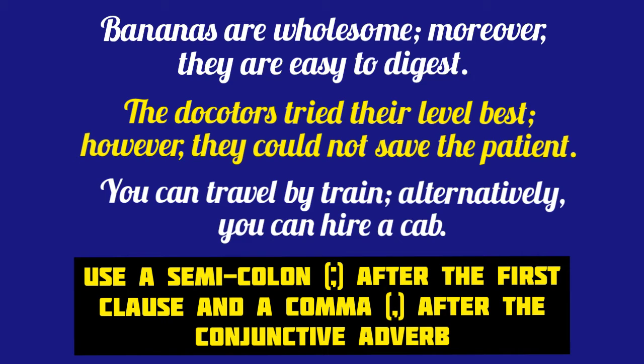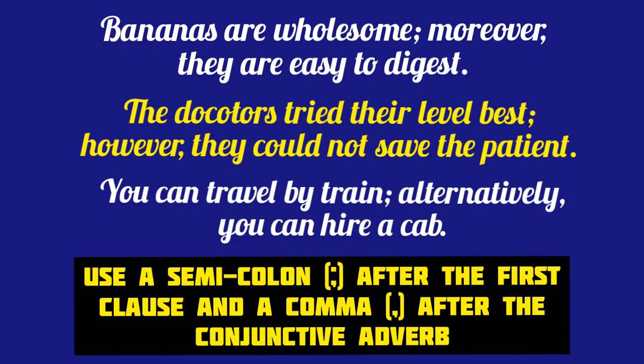In the second example, the conjunctive adverb however is joining the two independent clauses. The doctors tried their level best and they could not save the patient. Here, however, is expressing a relation of contrast between the two clauses. In the third example, alternatively is the conjunctive adverb joining the two independent clauses. You can travel by train and you can hire a cab.